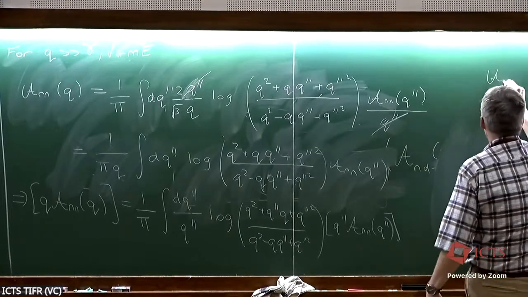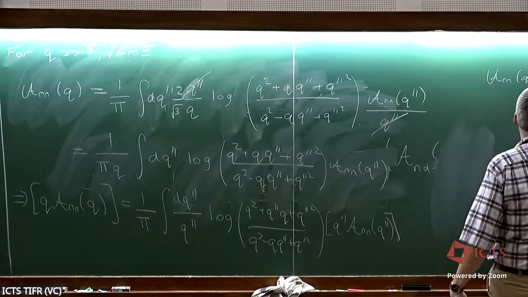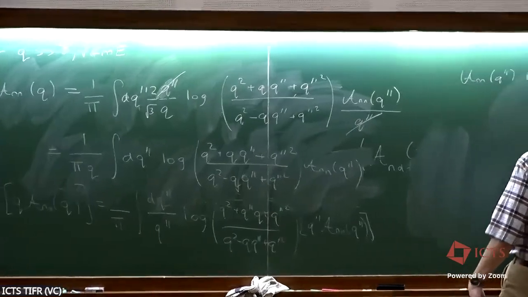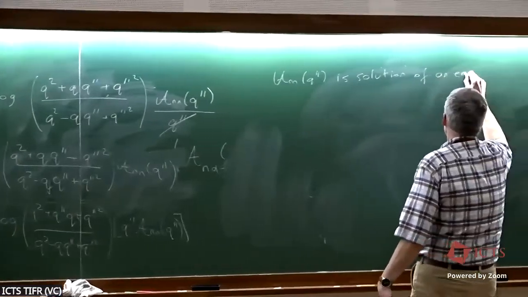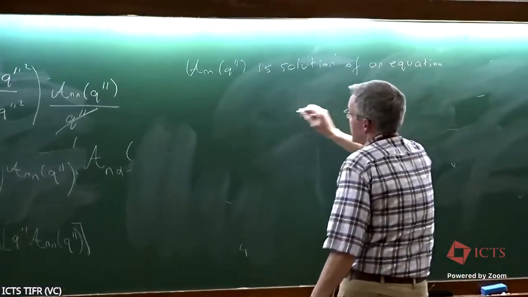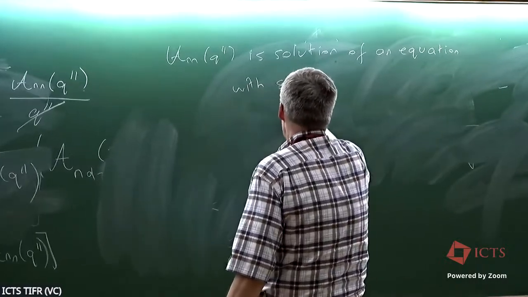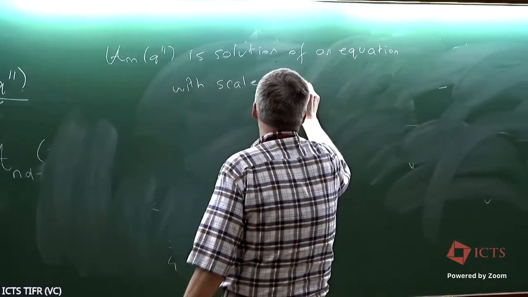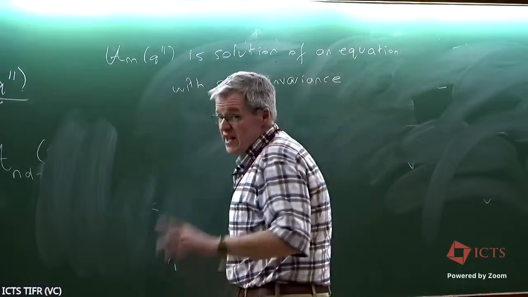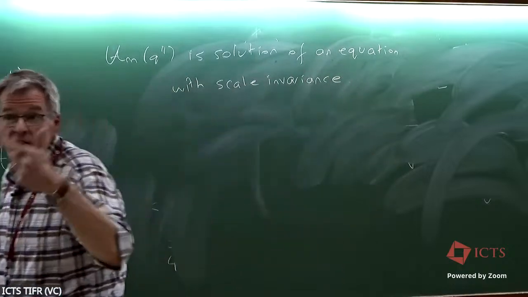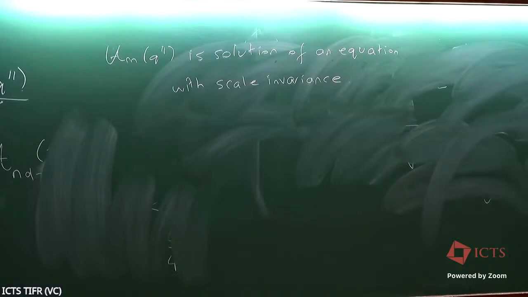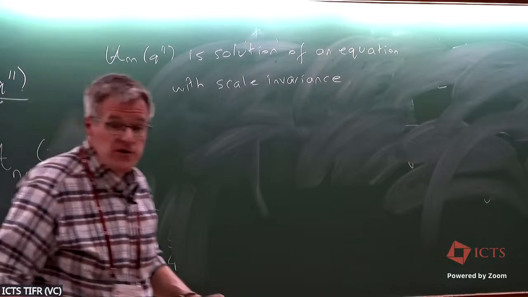So A_N(q'') is the solution of an equation with scale invariance. This is actually a direct consequence of the fact that we started with a theory that, if the energy was set to 0 and the scattering length was set to infinity, had scale invariance, right? There are no scales left in this problem if we go to the ultraviolet, because we've forgotten about the energy and we've forgotten about the binding momentum. Those were the only physical scales in the problem.